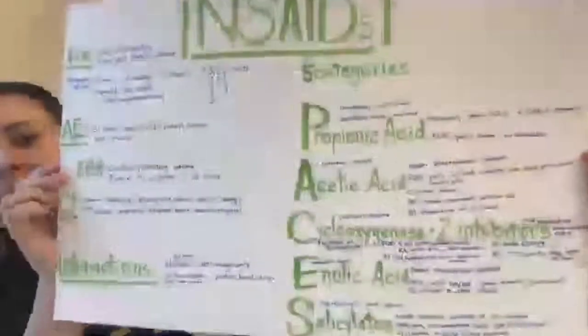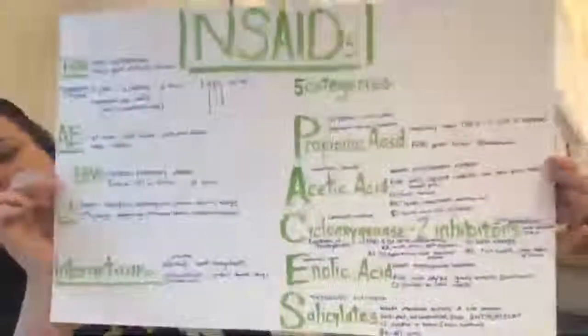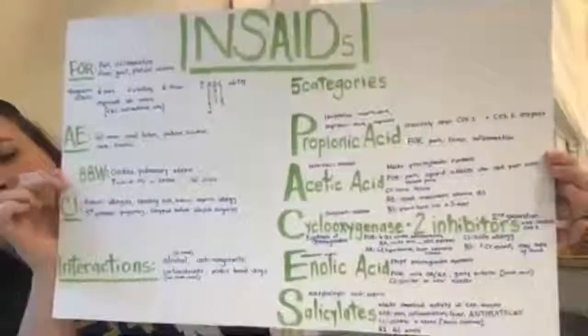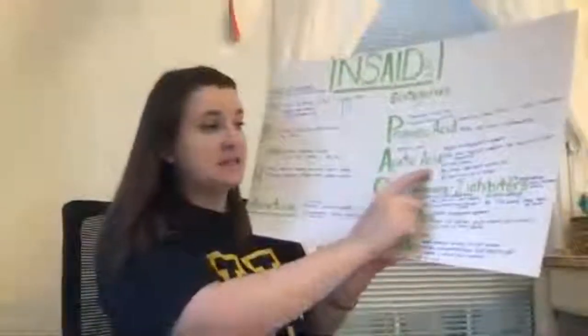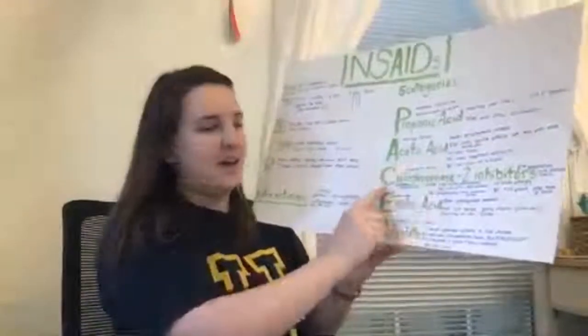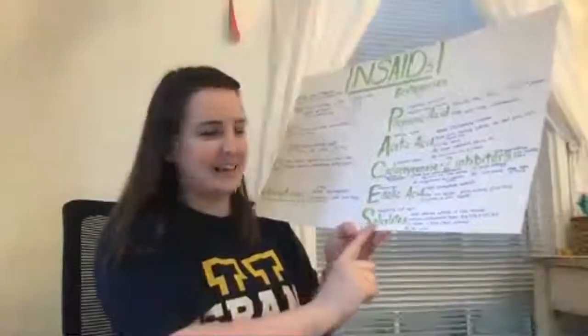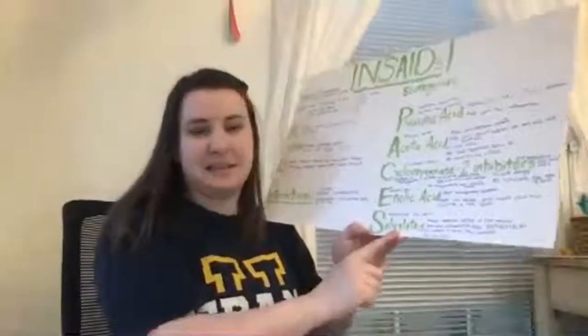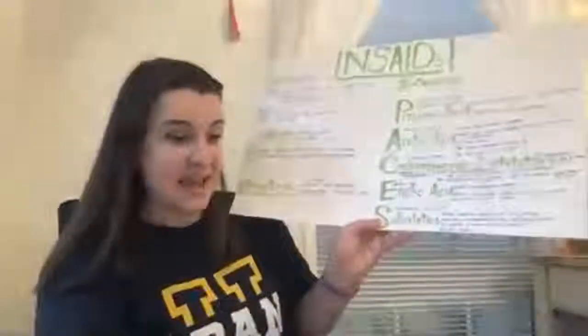So those are the drugs for NSAIDs. I'll hold it right here so you can pause it or take a screenshot. Hopefully you can read it. And remember that we're going to follow this little acronym PACES: propionic acid, acetic acid, cyclooxygenase 2 inhibitors, enolic acid, and salicylates, to remember NSAIDs.